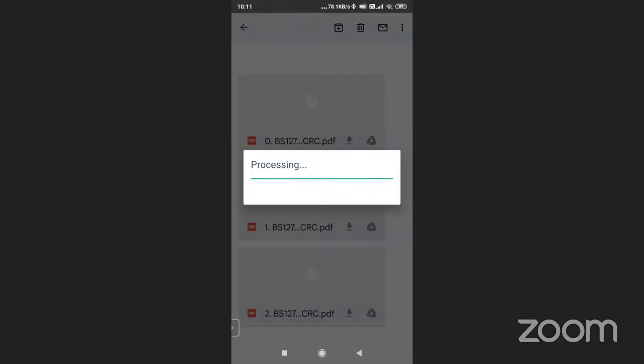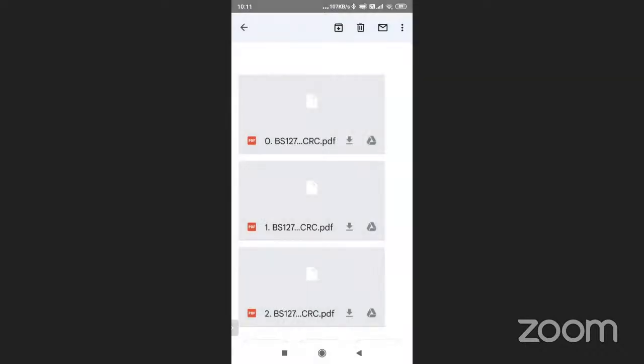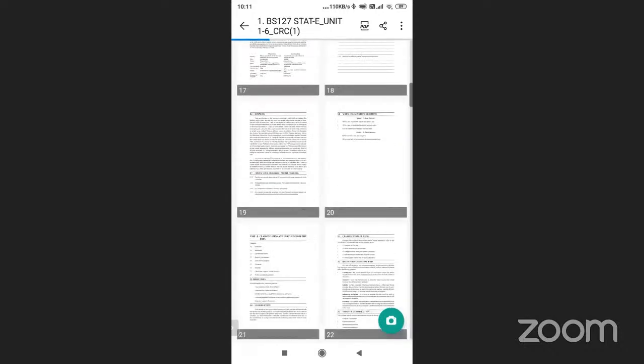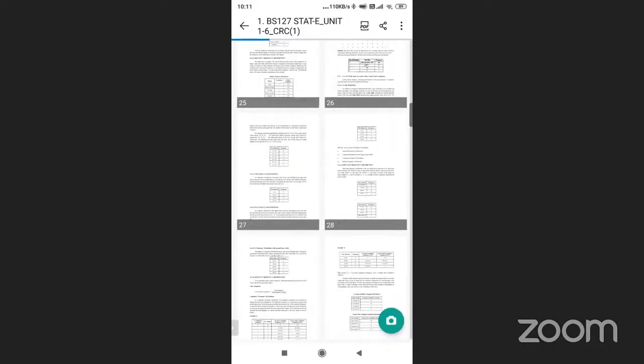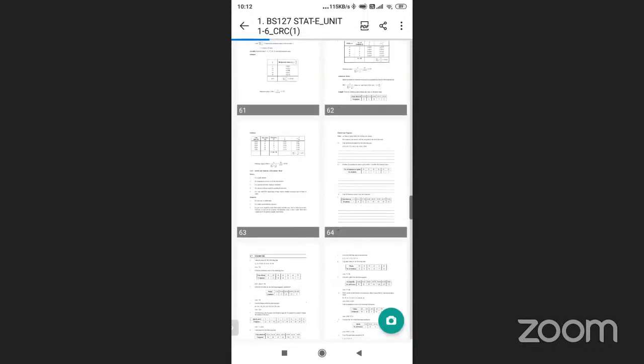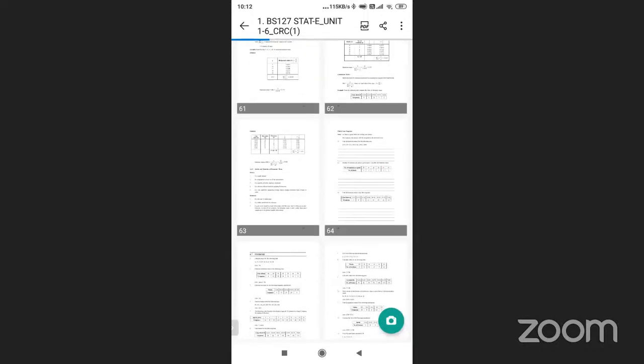Last class we completed measures of central tendencies. Today we shall start measures of dispersion. Measures of dispersion. Isn't it? Okay? Yes, please, anybody respond?